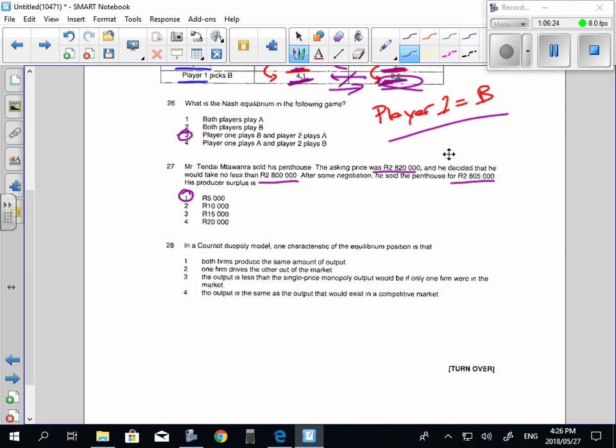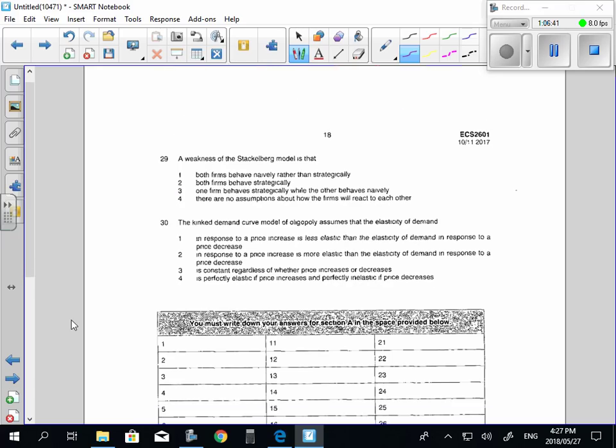In a Cournot model, one characteristic of equilibrium position is that the output is less than the single price monopoly would be if only one firm were in the market. 29. A weakness of the Stackelberg model is that one firm behaves strategically while the other behaves naively. And finally, the kinked demand curve model of oligopoly assumes that the elasticity of demand in response to a price increase is more elastic than the elasticity of the demand in response to a price decrease.